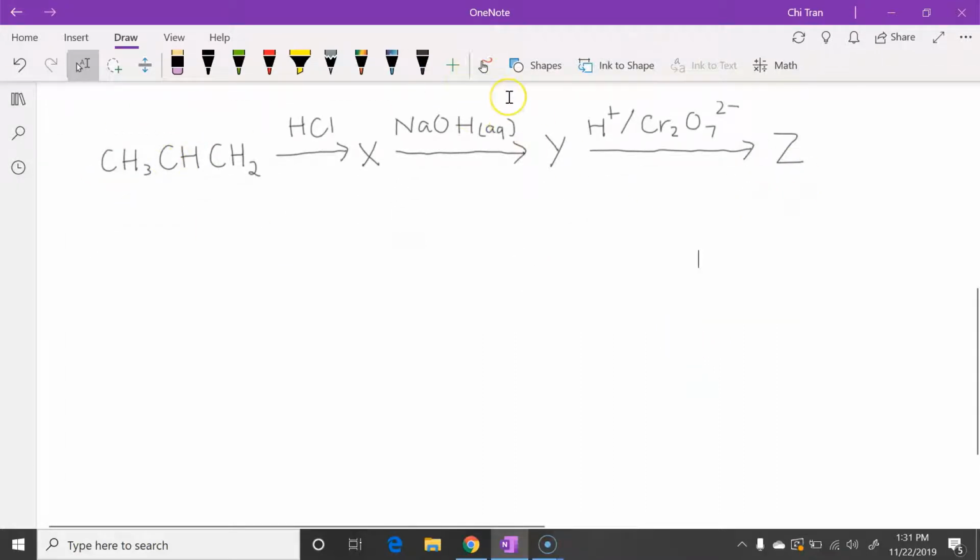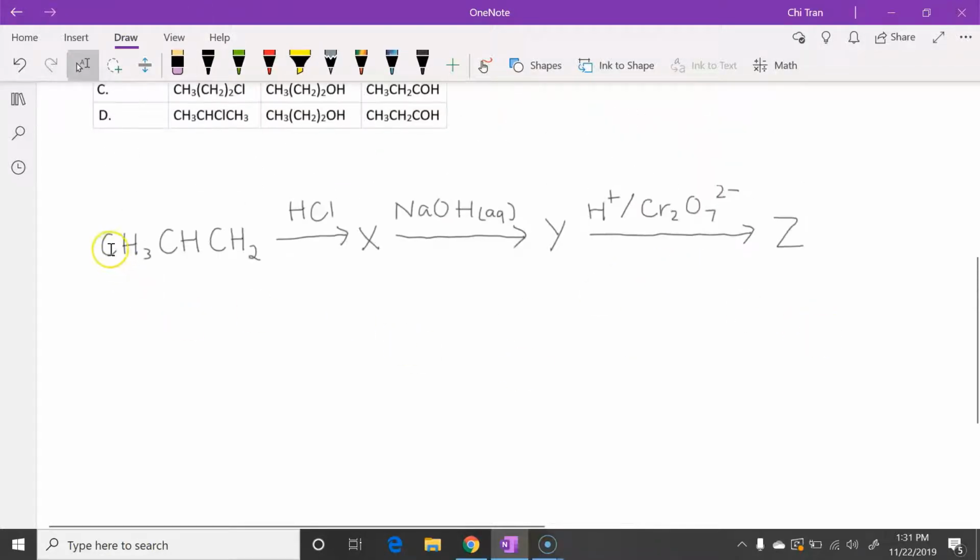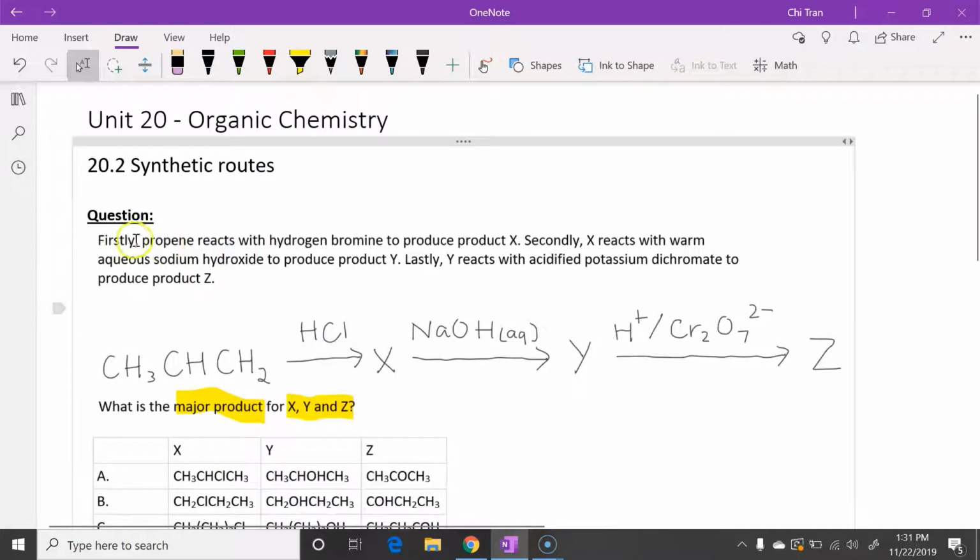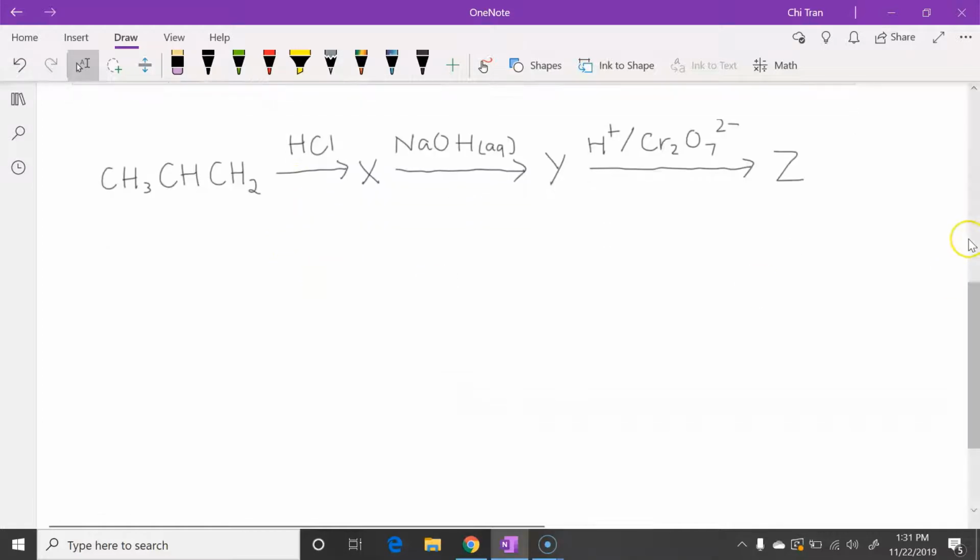So first, let's look at the reactant. So we have CH3CHCH2. And if we were to look back to the question, it tells us that it's a propene molecule. So we're going to write down what we know. So that means our initial reactant is propene. And so propene is an alkene, so it will be unsaturated.